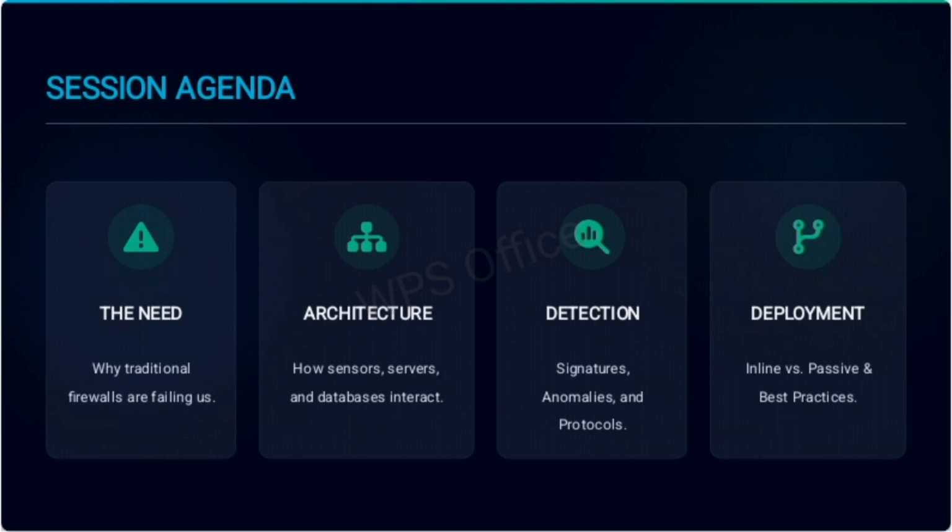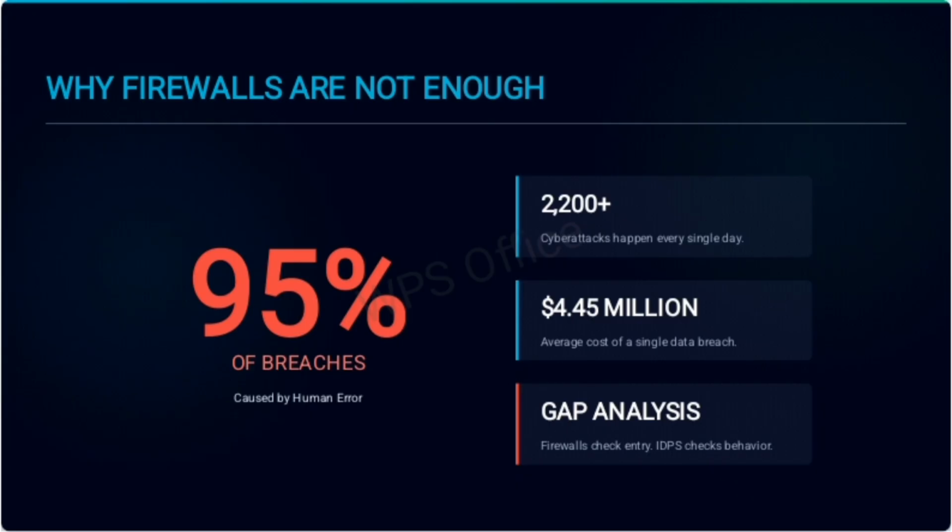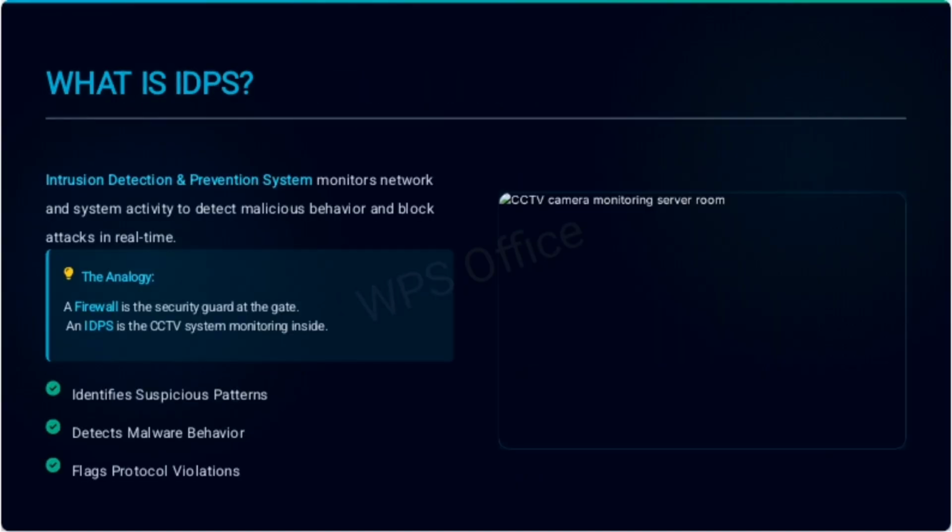Section 1. Foundations. What is IDPS and why we need it? Let's start with the basics. Every single day, more than 2,200 cyber attacks happen around the world. The average cost of a data breach is around $4.45 million. And here's the most shocking part. 95% of breaches happen because of human mistakes. This tells us one thing. Traditional firewalls are no longer enough.